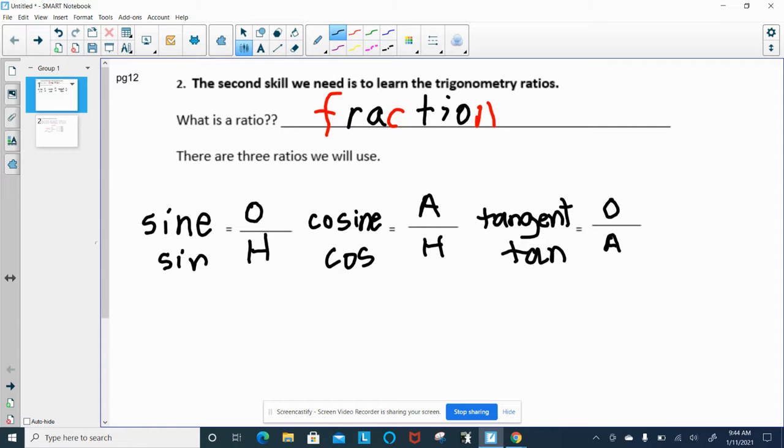And these are ratios that we have to know. We're going to eventually use these in the next few days to solve for that missing side. But you can see why it's so important that we label our triangles correctly. Because if we don't label our triangles correctly, we're not going to have correct ratios.